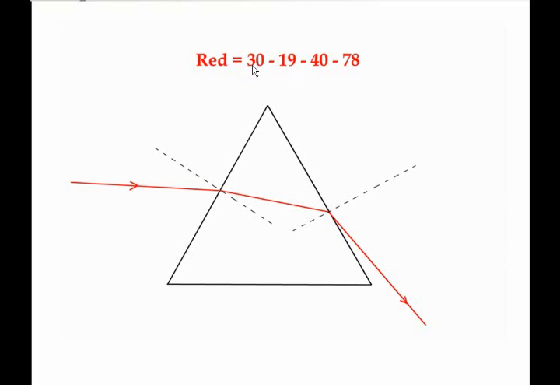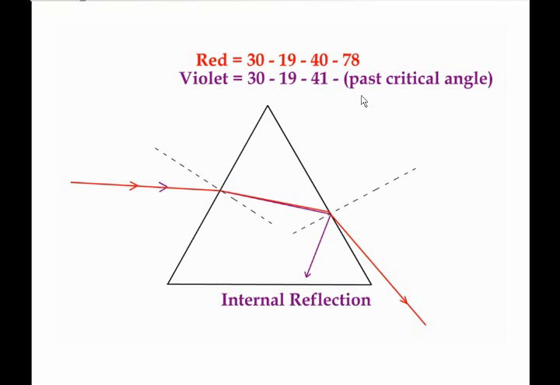Alright, changing the angle to 30 degrees on the red light, we start with 30, we get 19 using Snell's law, then 40 by subtracting, and Snell's law again gives us 78 on this side. For the violet color, we should get an error on your calculator because that last angle is larger than the critical angle, and we have a total internal reflection. So on this prism, the red light of the rainbow would be coming out, but the purple would not.